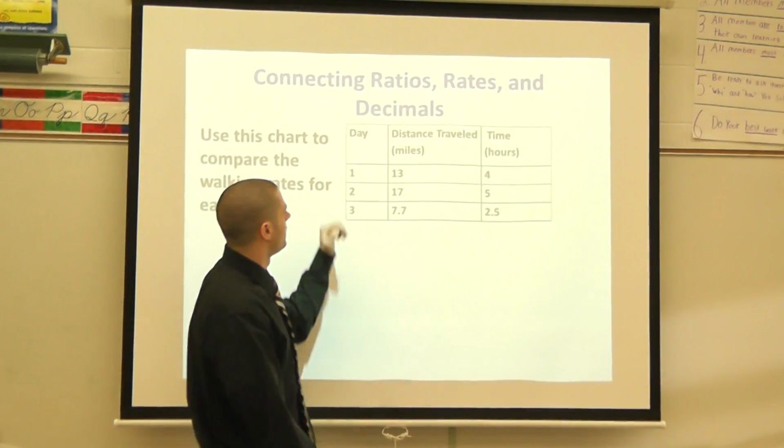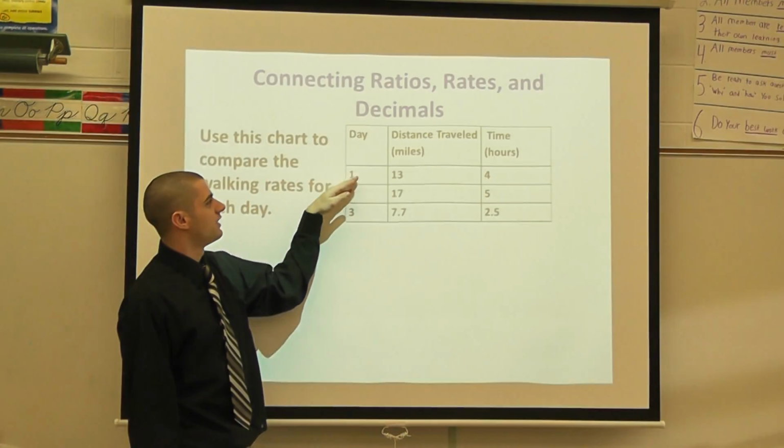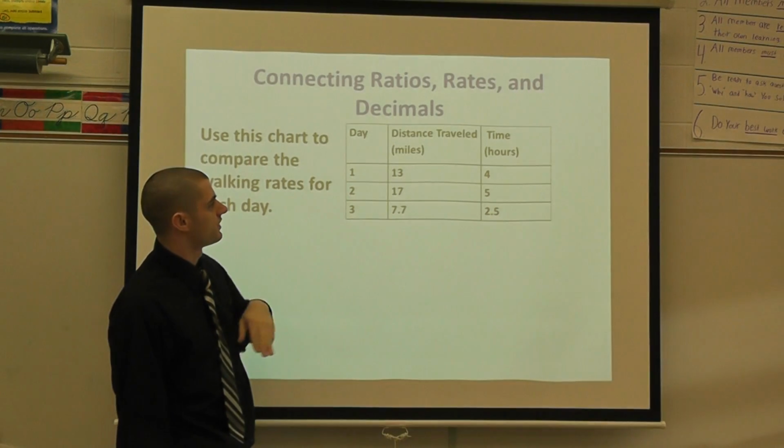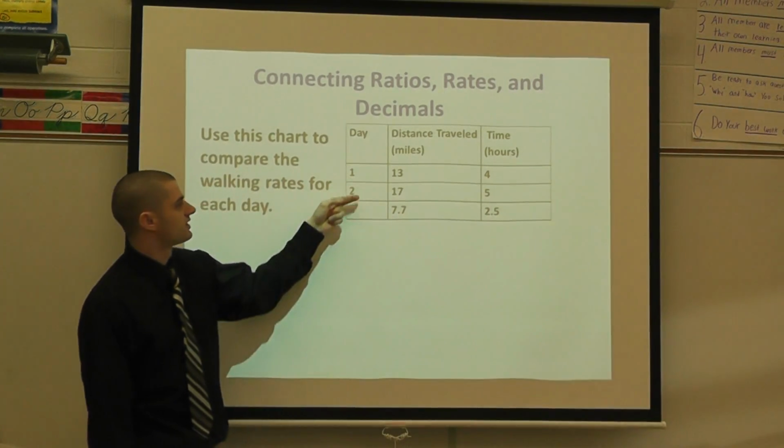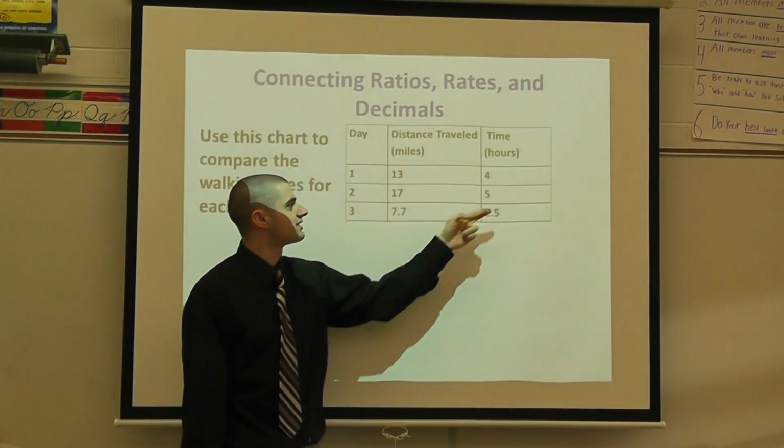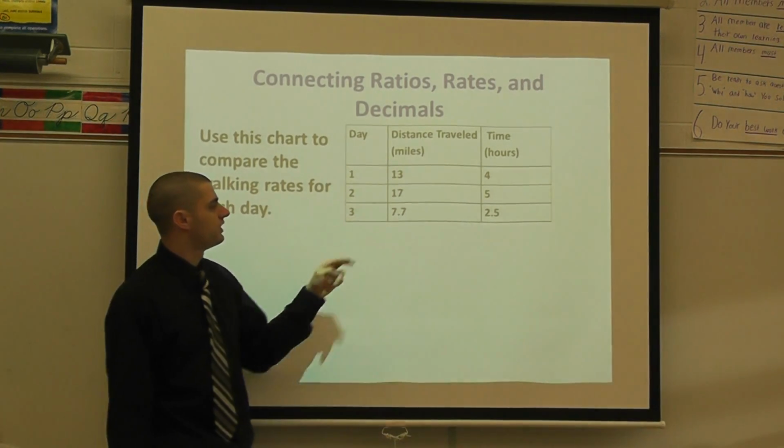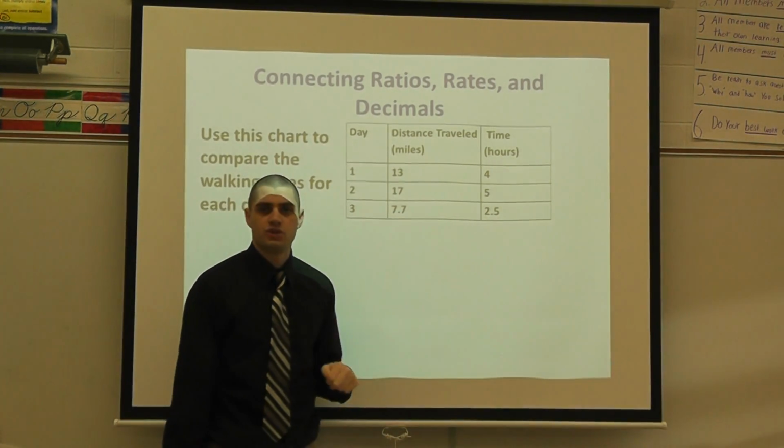Let's take a look at our chart and figure out what this all means. Day 1, Mr. Lehner walked 13 miles and it took him 4 hours. Day 2, he walked 17 miles and it took him 5 hours. And day 3, he walked 7.7 miles in 2.5 hours.